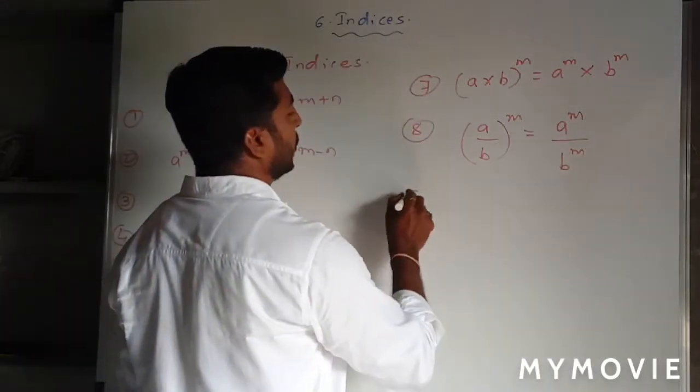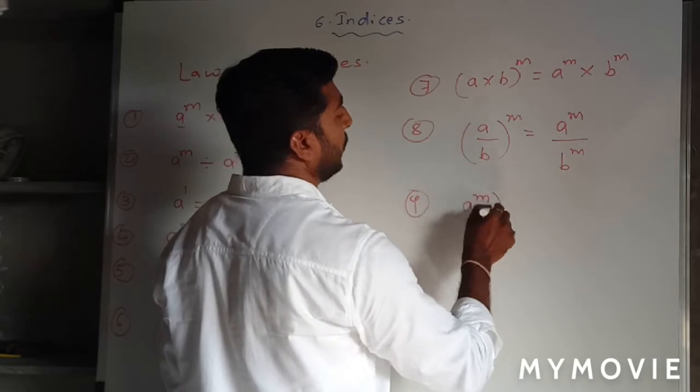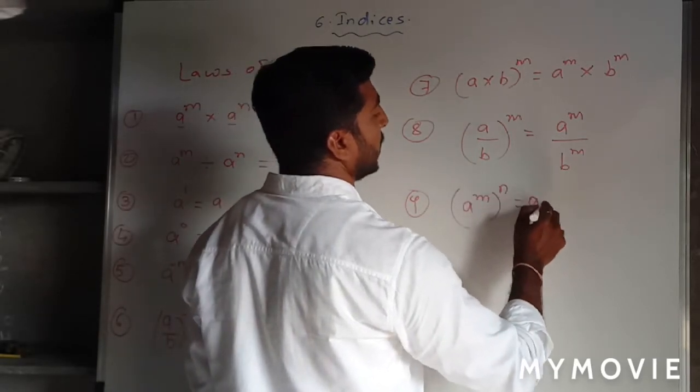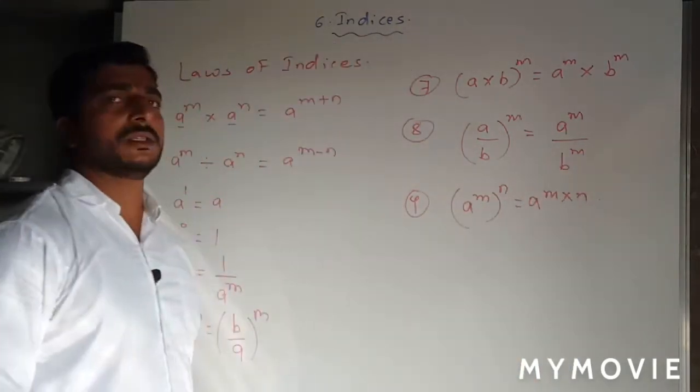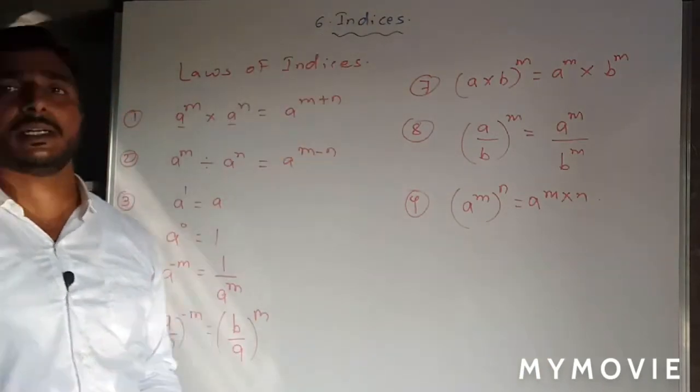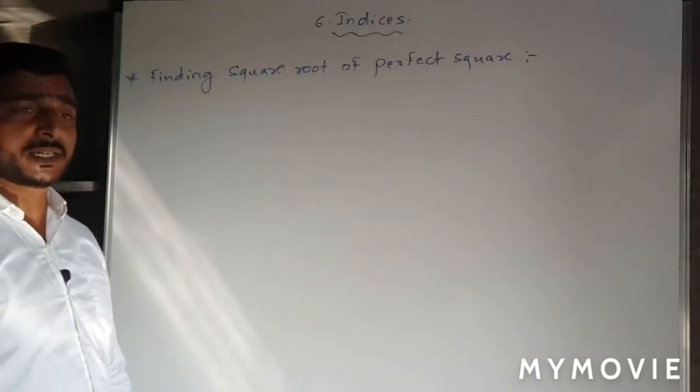of the numbers. And the ninth law that we have studied is power of indices, that is (a raised to m) raised to n. So these are all the laws that we have studied in the chapter of indices. Finding the square root of a perfect square.